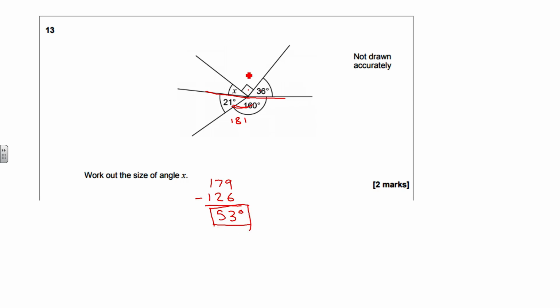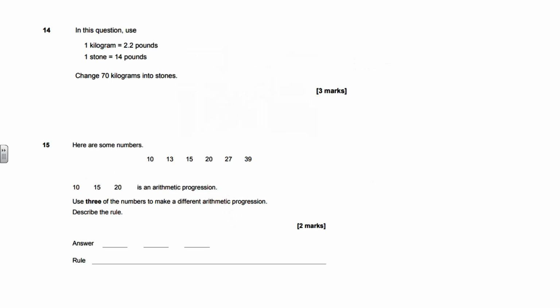So, knowing that one's 90, knowing they add up to 360, we will get a correct answer. Okay, question 14, use the fact that 1 kilogram is 2.2 pounds, the fact that 1 stone is 14 pounds, to change 70 kilograms into stone.